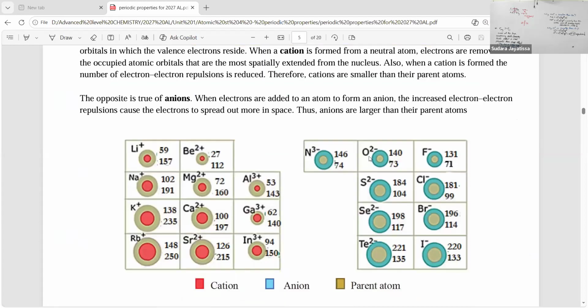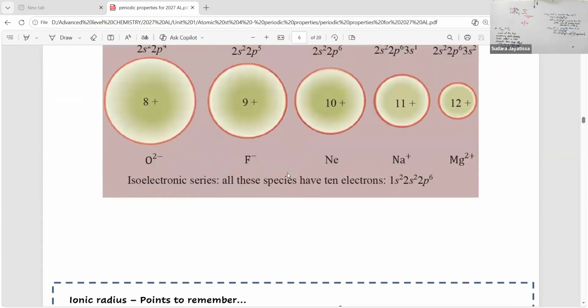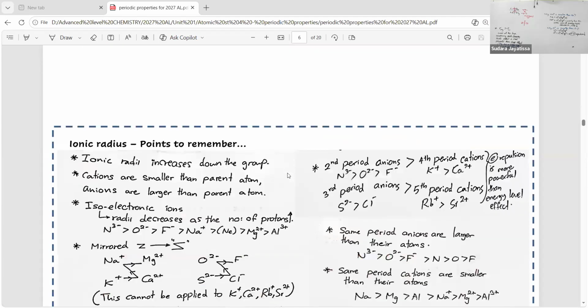See, N3 minus, O2 minus, F minus are larger. And they are larger than potassium, calcium cations also. Potassium cation 138, calcium cation is 100. What is the point again? Fourth period cations.